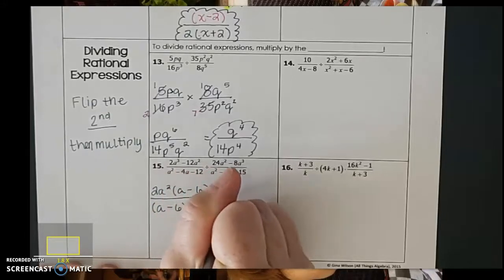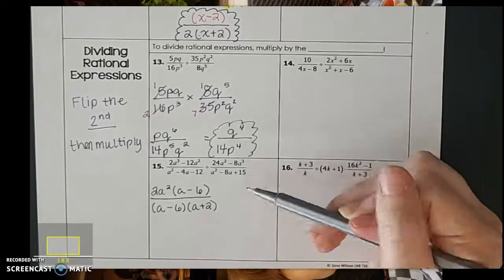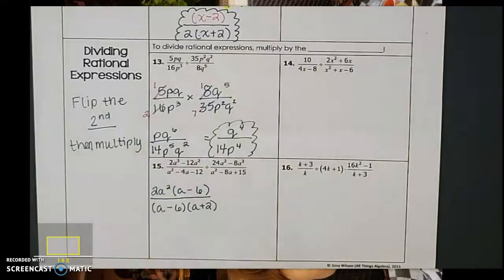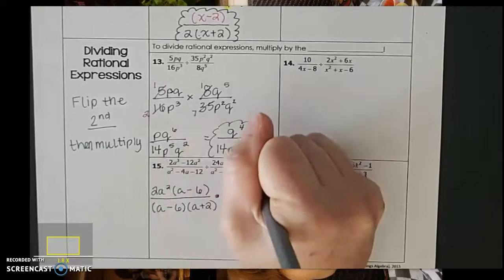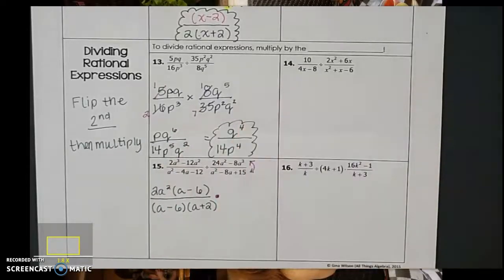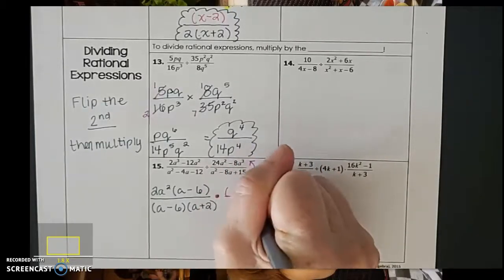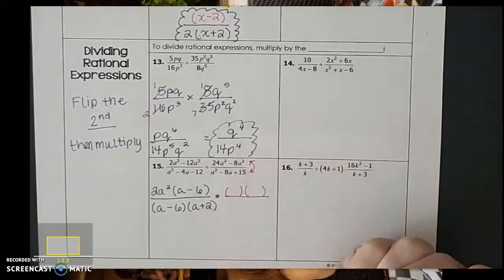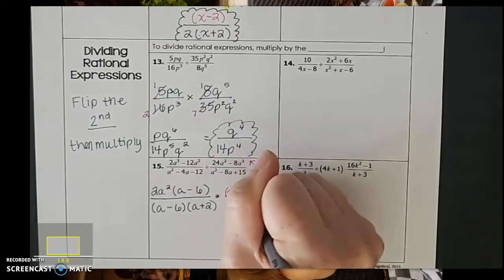Okay, and then you have to change this to multiplication and flip it. Make sure you change it to multiplication and it flips. So what goes on top is the a squared minus 8a plus 15. So how does that factor? What multiplies to give you 15 and adds to give you -8, that's going to be -5 and -3. So that's a minus 3, a minus 5.